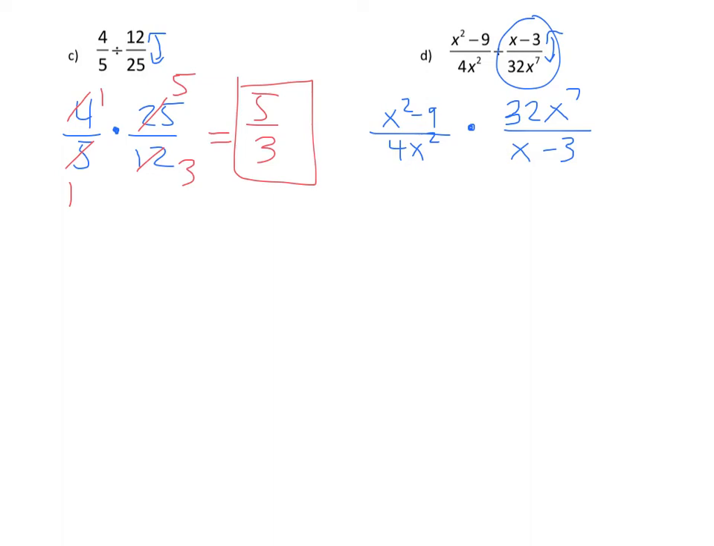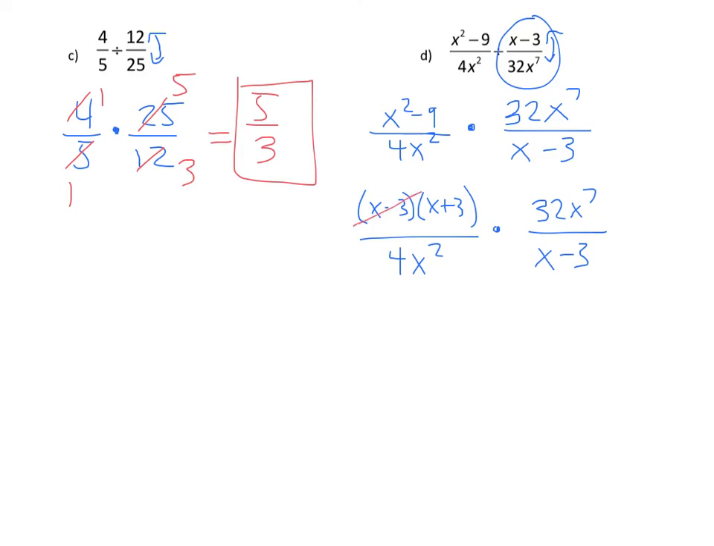So on the top I can factor x squared minus 9. Those are two perfect squares being subtracted. It's a difference of squares. So that will be x minus 3, x plus 3. On the bottom, I just bring down 4x squared. Can't do anything with that. Bring down the second fraction, 32x to the 7th over x minus 3. And now I check and see what can cancel out.